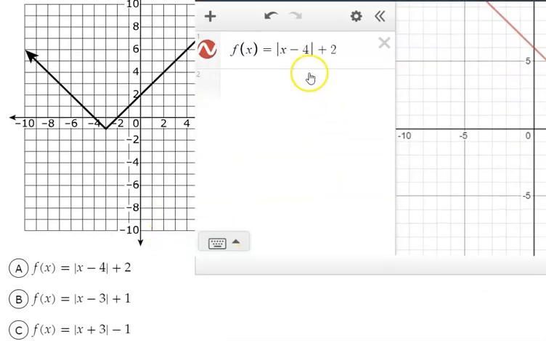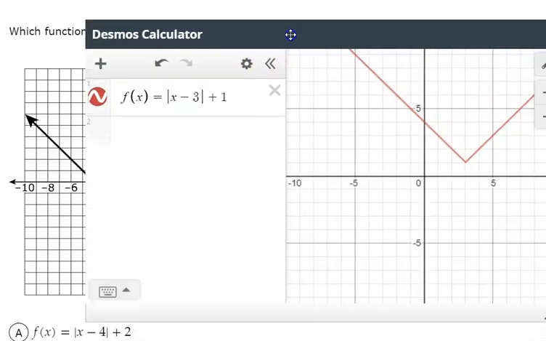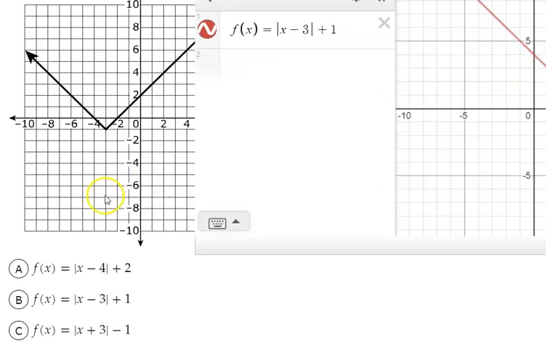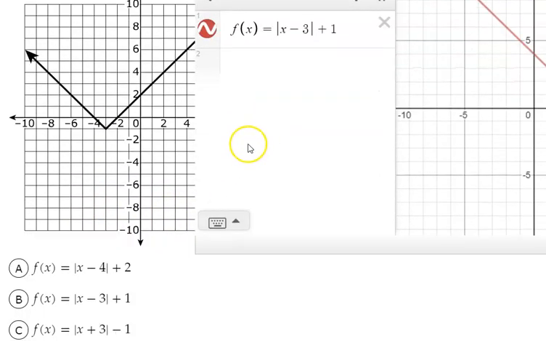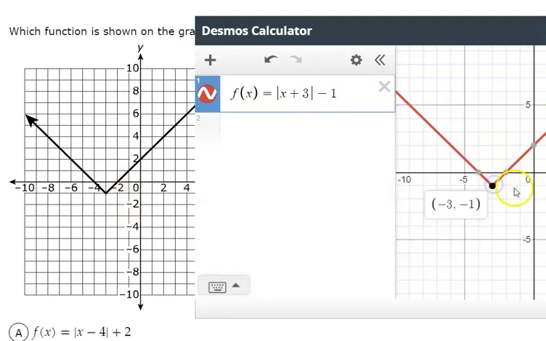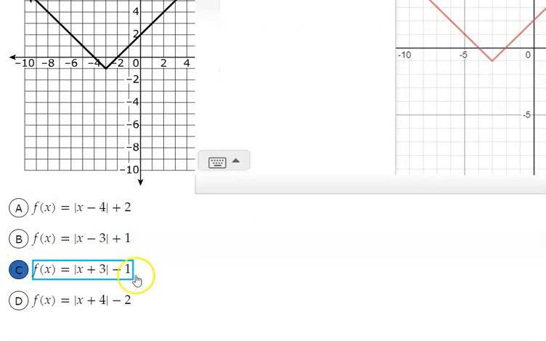So let's go ahead and do the next one. It's x minus 3 and it's plus 1. Well, again, it's actually in the first quadrant too. So it's not in the right spot. It's over here in the wrong place. It should be down there. So let's do x plus 3 minus 1. And this one is correct. You'll notice this coordinate is left 3 down 1, and this one is also left 3 down 1. So the correct answer was C.